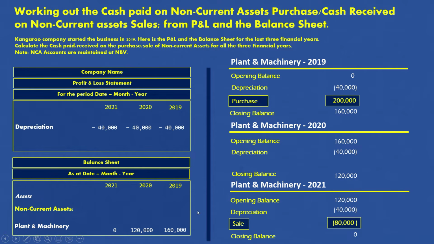And the final point, on the purchase this $200,000 must be cash outflow, and on the sale this $80,000 must be cash inflow. So when we go to our cash flow statement, this purchase will be treated as cash outflow and this will be treated as cash inflow. So please do not confuse this with the negative or positive sign. We can simply understand the cash inflow and cash outflow.